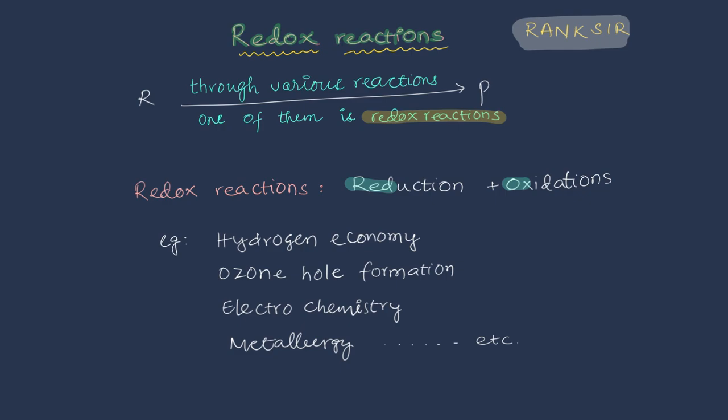that becomes redox reactions. Next, what are some examples? Hydrogen economy, which is given in the textbook, is called an environmental issue. Also ozone hole formation, and electrochemistry, where oxidation and reduction occur at the anode and cathode, and metallurgy reactions. Not only these, many redox reactions are there in our chemistry.